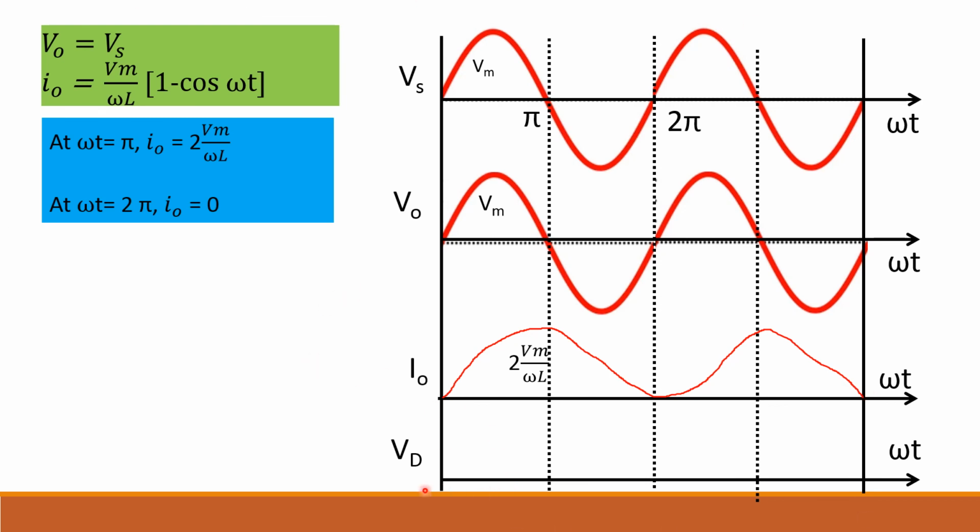Now we have to find VD. For VD, we have already found the average value is 0, and VRMS we have found. If you find VD, we know that the diode is always in conduction. So it is 0. The waveform is 0. It's just a 0 line because the diode is always in conduction.